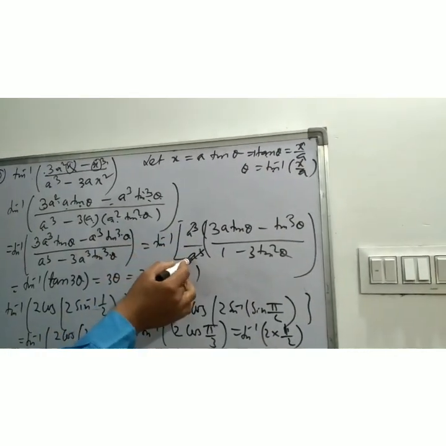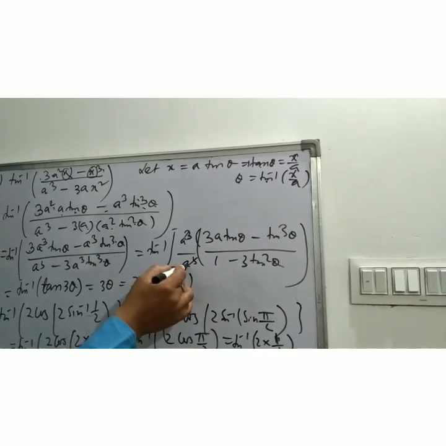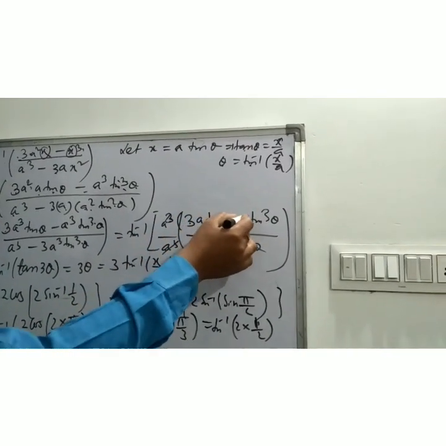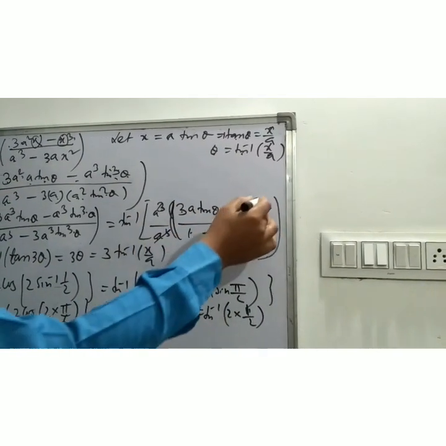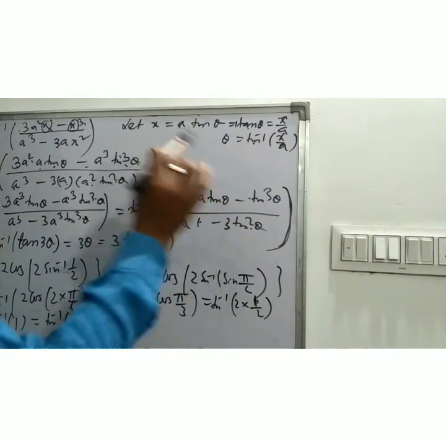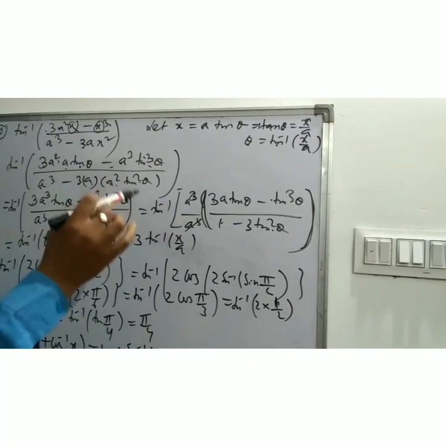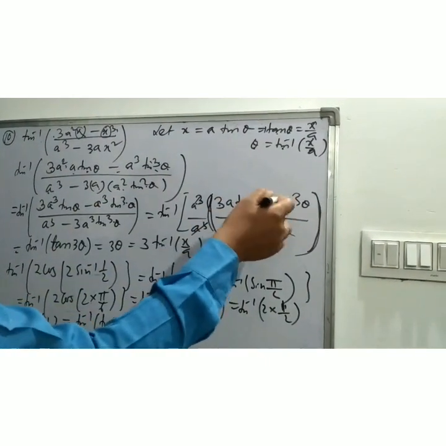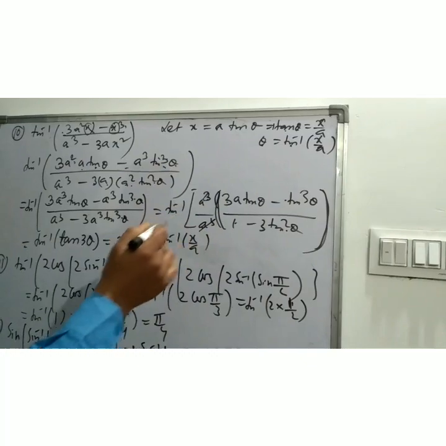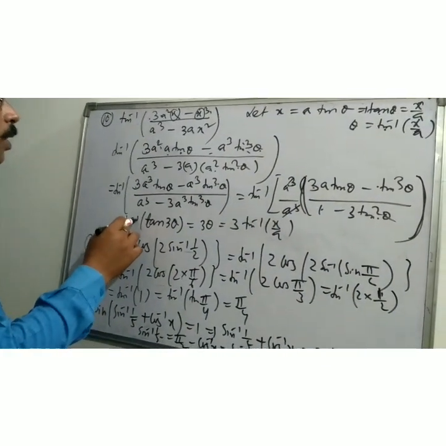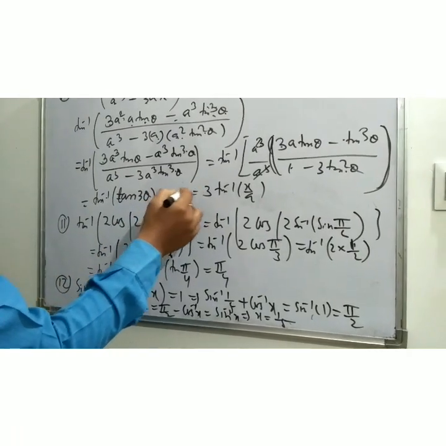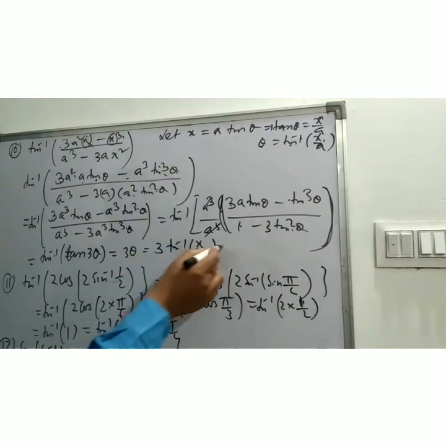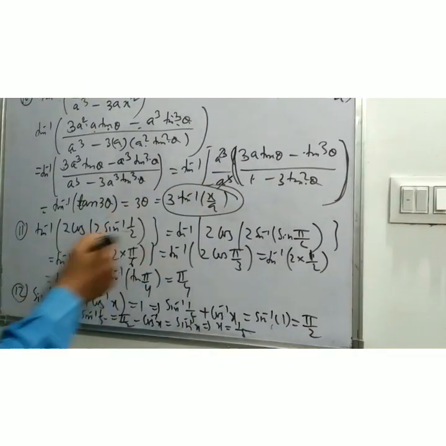Take a cube common from the numerator and denominator. It will come 3 tan theta minus tan cube theta over 1 minus 3 tan square theta. Recall the formula from class 11: this value is nothing but tan 3 theta. We know tan 3 theta is equal to (3 tan theta minus tan cube theta) by (1 minus 3 tan square theta). So that will be tan inverse tan 3 theta. Tan inverse cancels out, it becomes 3 theta. Theta is tan inverse x by a, so the answer is 3 tan inverse x by a.